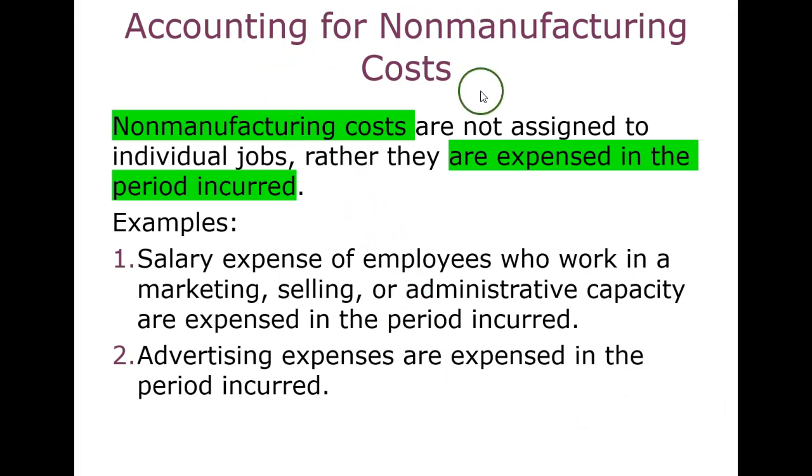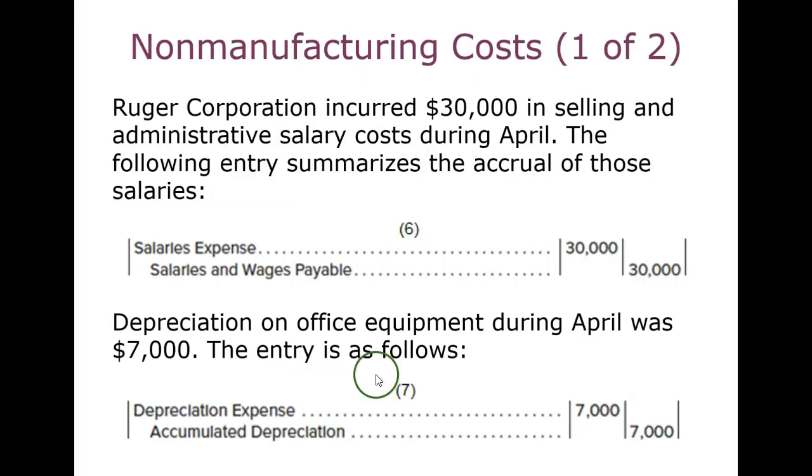For non-manufacturing cost, they are expensed in the period incurred. For example, salary costs, marketing, selling, administrative costs, they're all expensed in the period incurred. Here are a couple of examples. You could debit salaries expense while you credit salaries and wages payable. This is for, again, what I call the front office salaries, front office cost. These are not related to production. If they were, they'd be going into the manufacturing overhead account as a debit. But these are not manufacturing related cost. So debit salaries expense. This one, depreciation on the front office equipment, debit depreciation expense, and credit accumulated depreciation.